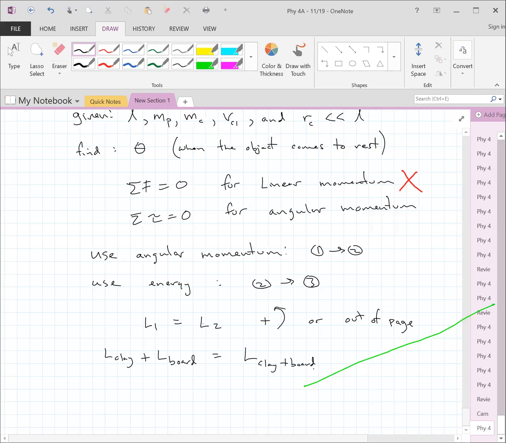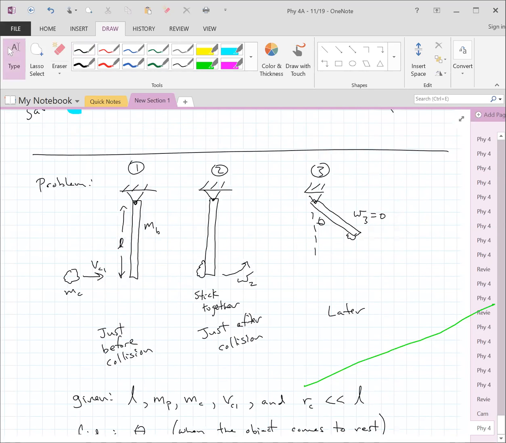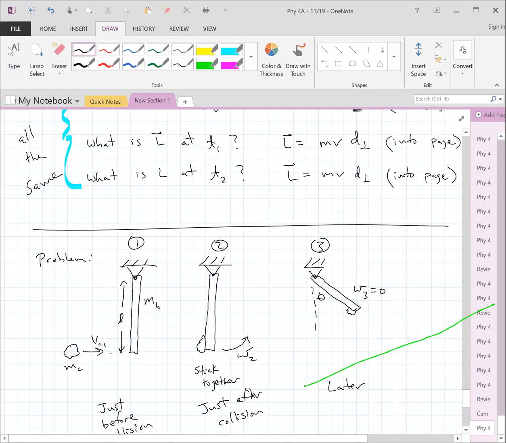And so what is the clay? The clay at time 1 here is just an object moving in a straight line. So what's the angular momentum for an object moving in a straight line? It's m times v times the perpendicular distance between it and the axis of rotation. In that case, it's just L, right? You extend the line of the momentum, and you find that perpendicular distance, and it's equal to the length of the board in this case.